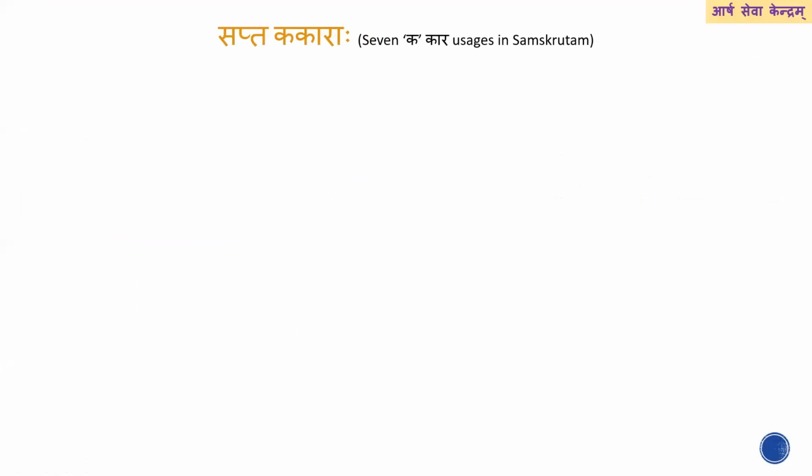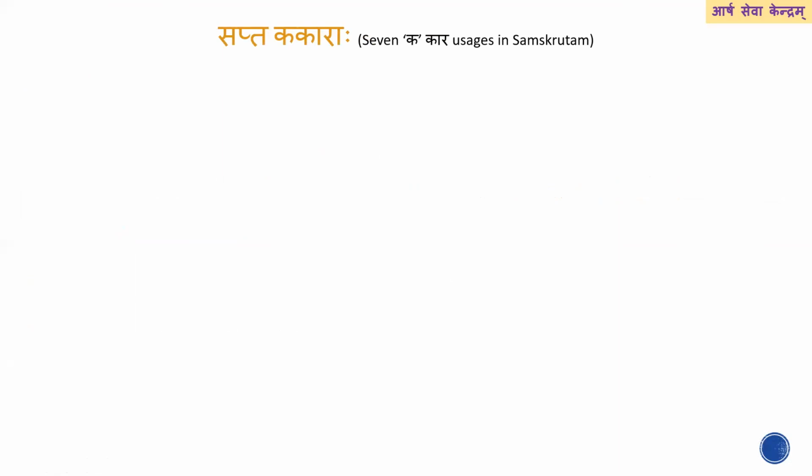Sapta Kakaraha. Shirshakam Drishyate va? Shirshakaha. Are you seeing the heading? Yes. Only heading will come. I want to go one by one. Otherwise, your attention will go all over the screen. Let us go one by one.